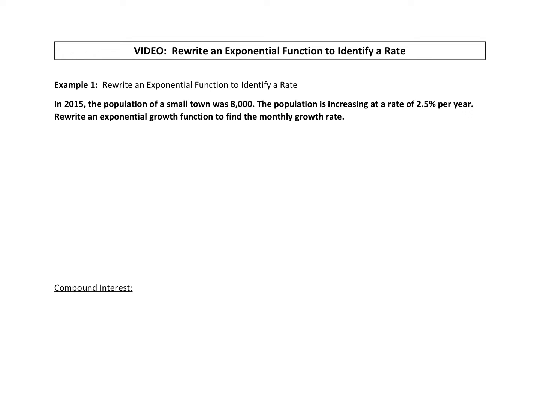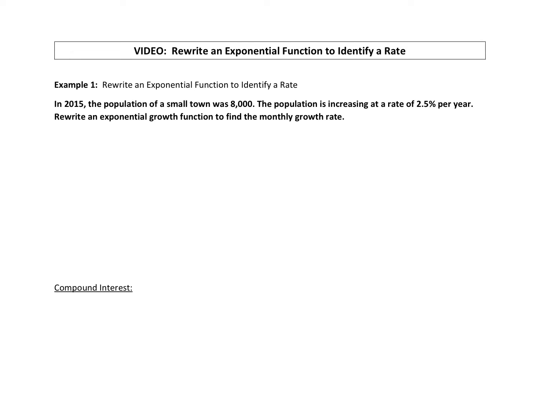All right, in our first video, we are going to rewrite an exponential function to identify a rate. So our first example: in 2015, the population of a small town was 8,000. The population is increasing at a rate of 2.5% per year. Rewrite an exponential growth function to find the monthly growth rate.